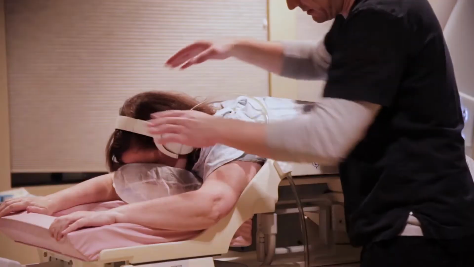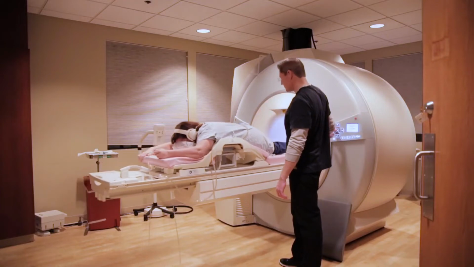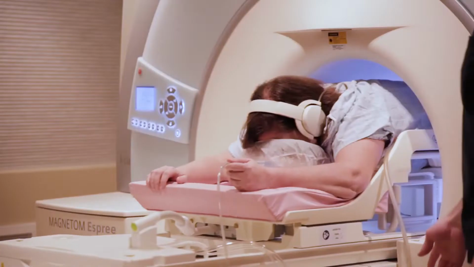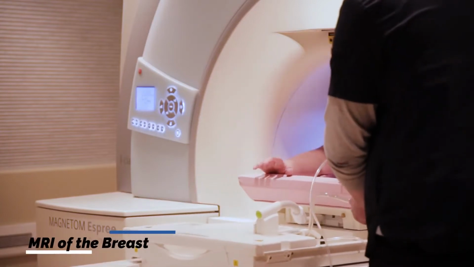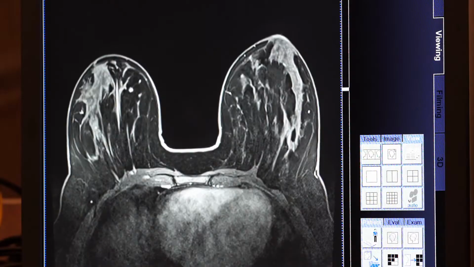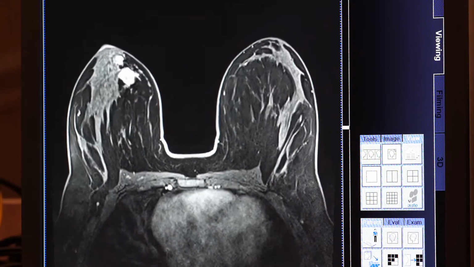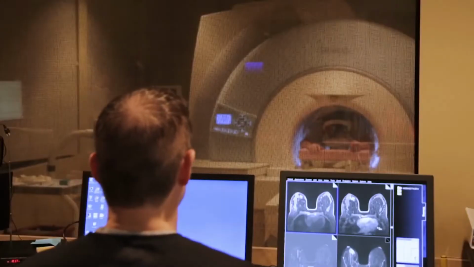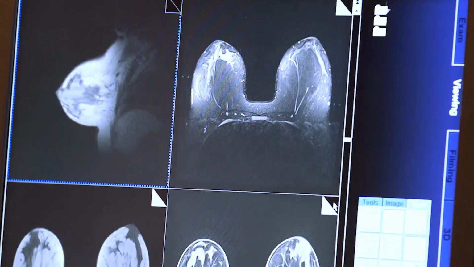MRI of the breast. Patients who are at high risk for breast cancer are candidates for an MRI. While it is a non-invasive procedure, doctors may order an MRI-guided needle biopsy of the breast. The MRI will detect breast cancer and provide information on progression and location of the tumor.